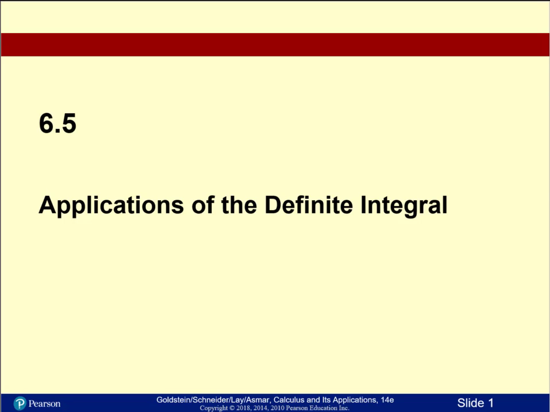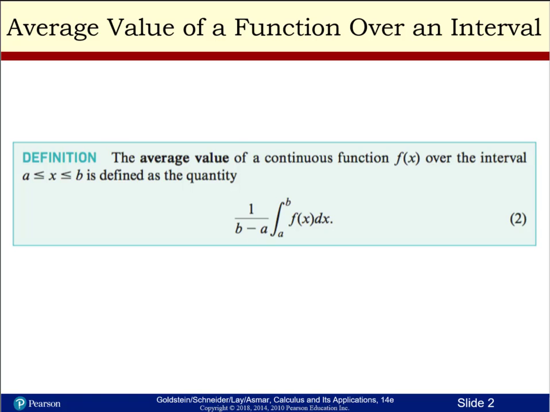Hi there and welcome. My name is Rebecca Weaver and we're looking at section 6.5, applications of the definite integral today. The average value of a continuous function f of x over the interval from a to b, and that's a closed interval, is defined by the quantity 1 over b minus a times the integral from a to b of f of x dx.